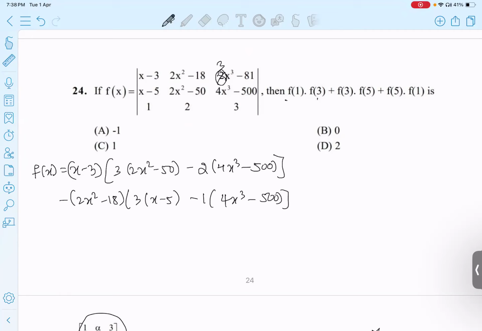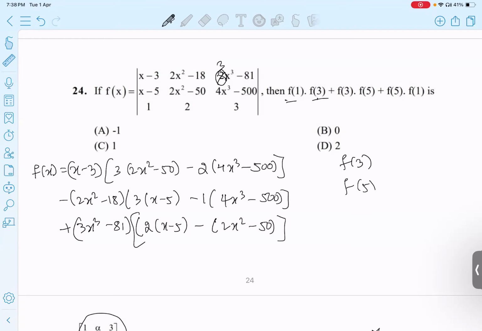Now plus 3 times x cube minus 81 into 2 times x minus 5 minus 1 time 2x square minus 50. Students, no need to simplify anything, just find the value of f of 3 and the value of f of 5. It's more than enough. I'll tell you why.